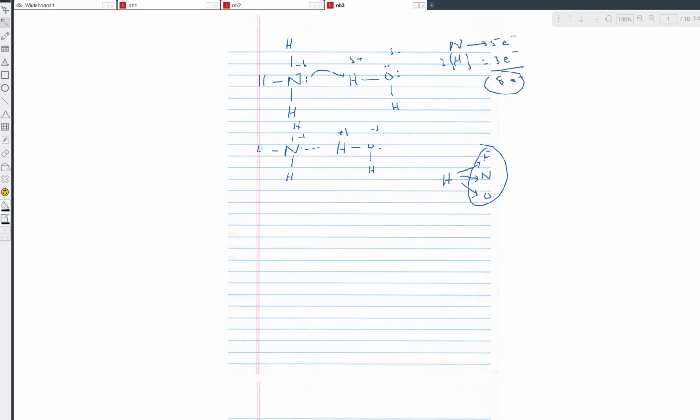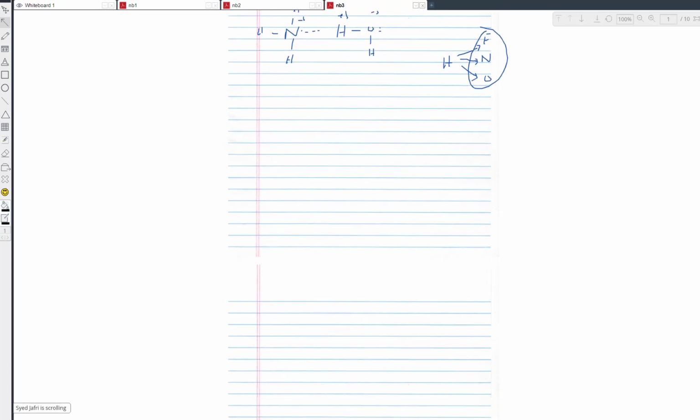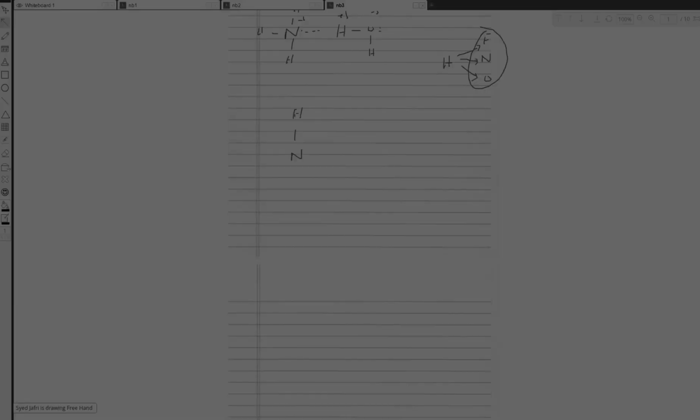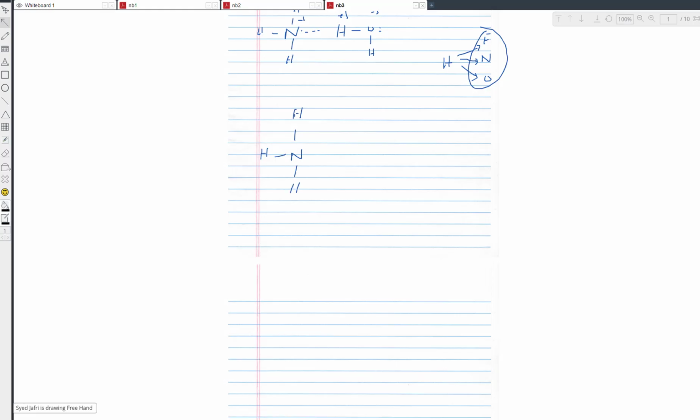Draw a diagram to show the hydrogen bonding of an ammonia molecule with two other ammonia molecules. They are asking with ammonia molecules, not with other molecules. So let's write an ammonia molecule, this one partially negative, and I am writing another molecule of ammonia here. This also has negative and this is positive, and they are making a hydrogen bond like this. They are asking with two other ammonia molecules, and I already made only one, so I'm making another one.